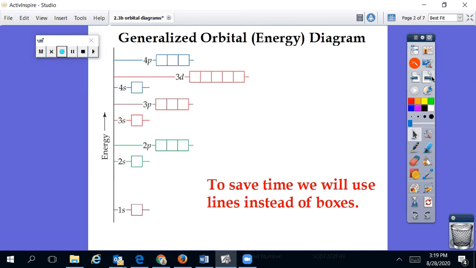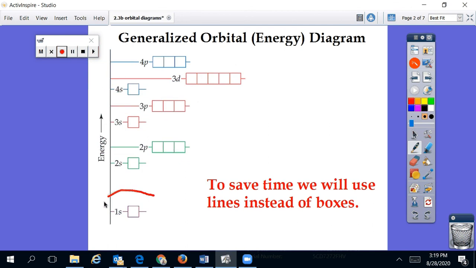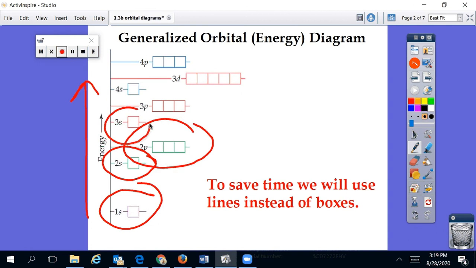I showed you this picture last video. It's basically an orbital or an energy diagram, and you can see the different sublevels as well as energy increasing as you go through higher and higher sublevels. Okay, when we do orbitals, instead of boxes, we are going to draw lines.